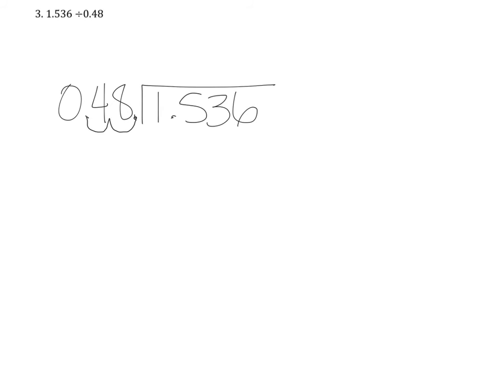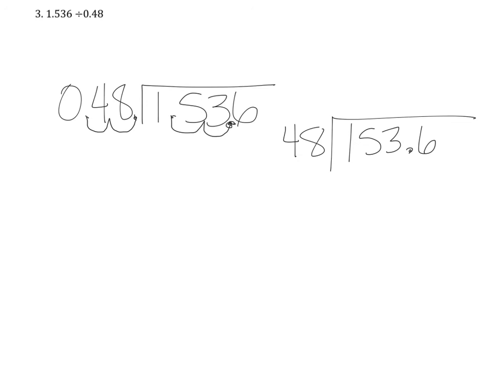Now let's go ahead and do the exact same thing to the dividend. We're going to move it 1, 2. So let's go ahead and rewrite this. 153 and 6/10 divided by 48. Well, we know that 48 does not go into 1, so we're going to put a 0. 48 does not go into 15, so I'm going to put a 0. 48 will go into 153 3 times.